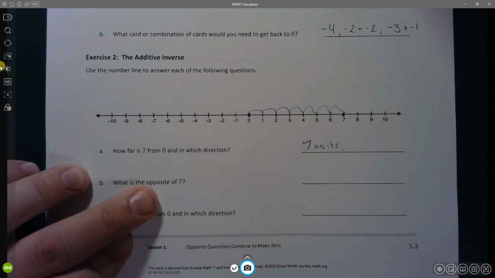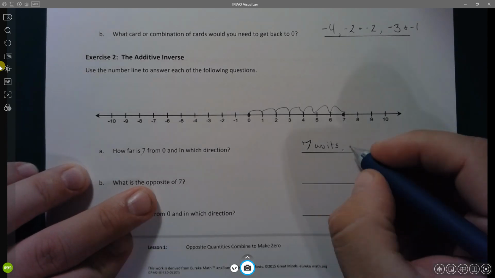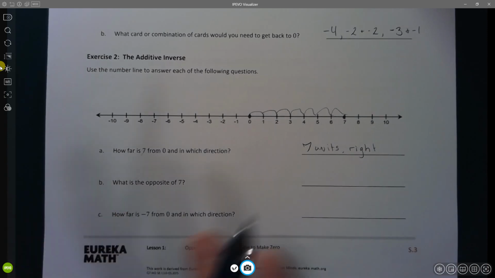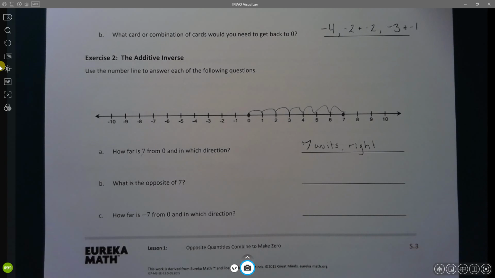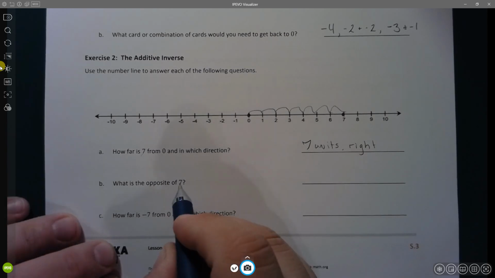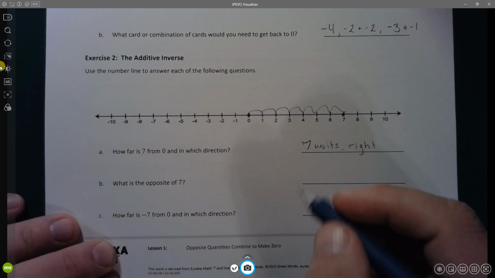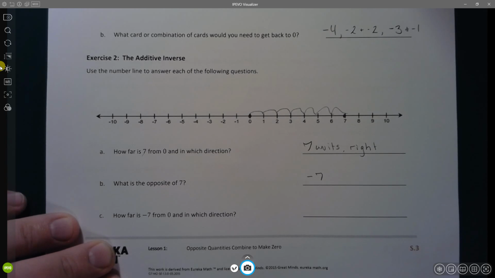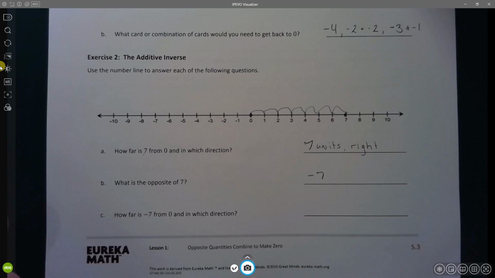And which direction do we count in? To the right. Fantastic. Now it wants to know what's the opposite of 7. This is the easiest thing I will ever tell you to do. If they want to know the opposite of a number, just toss on the opposite sign. This is a positive 7, so the opposite of a positive 7 would be -7. What would be the opposite of -3? Well, what's the opposite of a negative? A positive. So instead of -3, it'd be a positive 3.